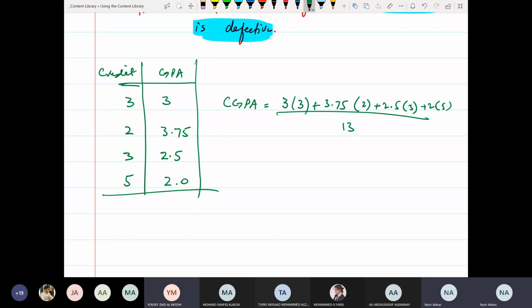Right? Or I can also write this as 3, which is the GPA of the first course, multiplied by 3/13, which is the weight of your first course, plus 3.75, which is the GPA of your second course, multiplied by 2/13, which is the weight of your second course, plus 2.5 multiplied by 3/13, plus 2 multiplied by 5/13.